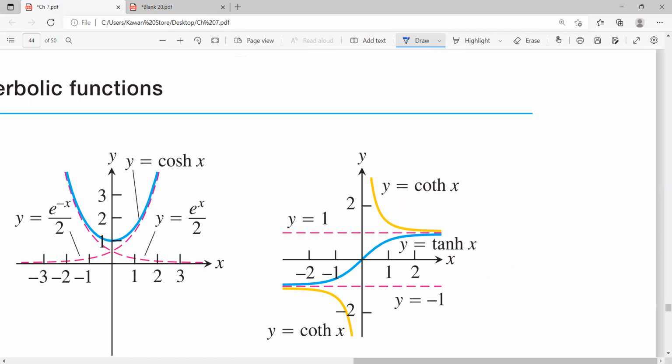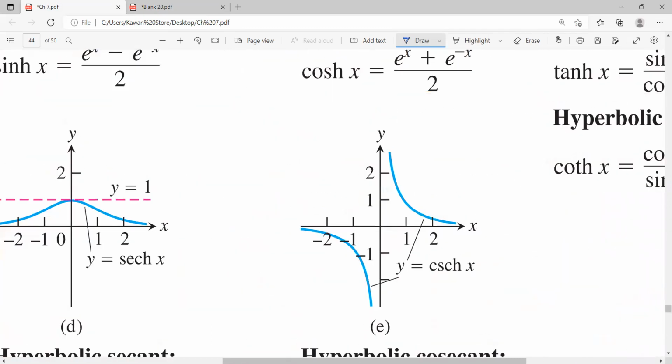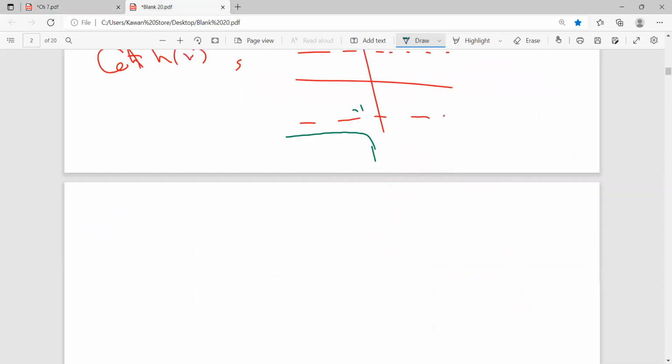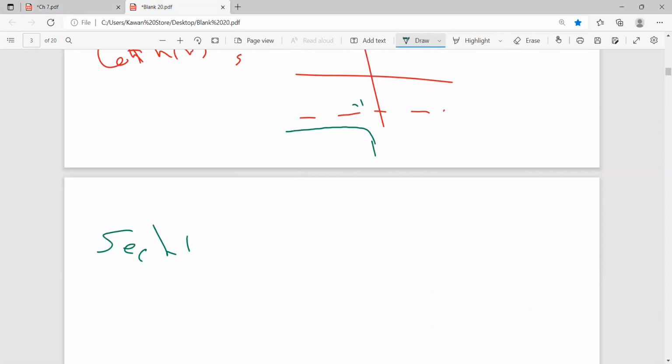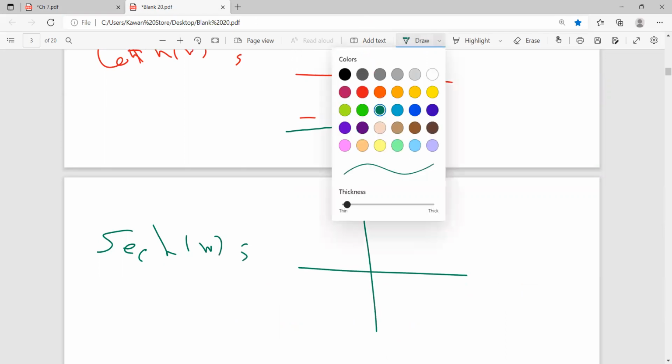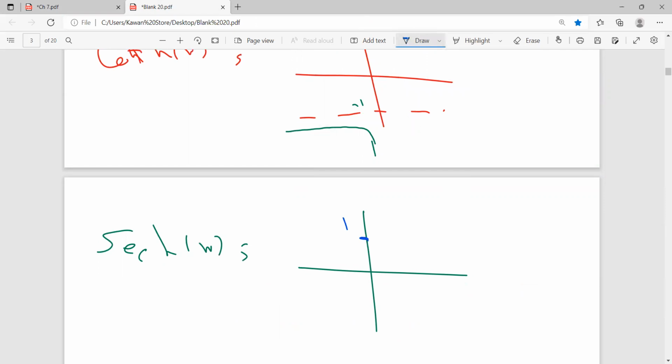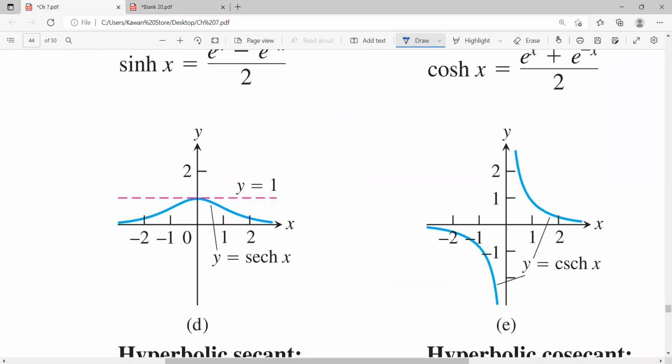And you can see here the graph of secant hyperbolic. We have a graph like that. We have 1 here, and the graph is like a normal distribution, like a hill. Understood? And also the final one, we have something like 1 over x, cosecant hyperbolic.